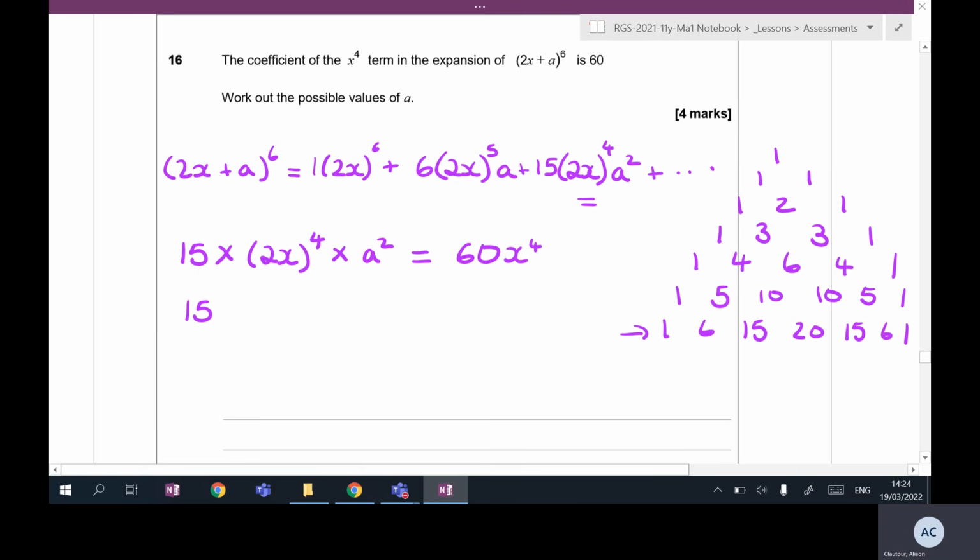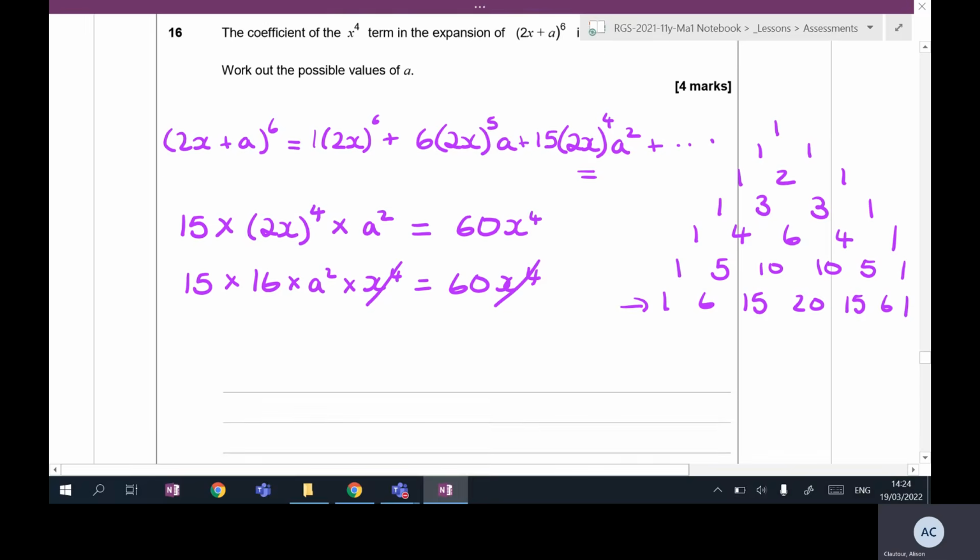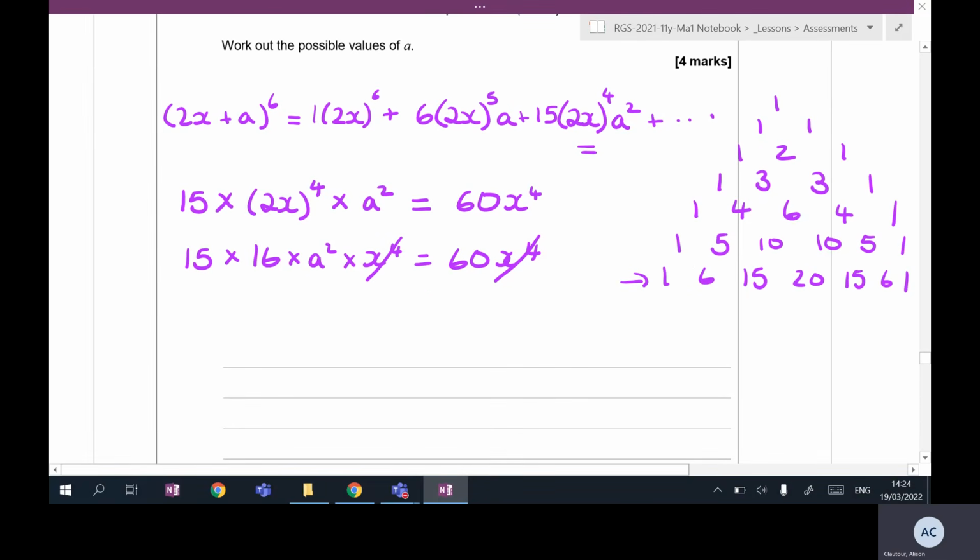Make sure you've got brackets around your 2x, because that means we're doing 2 to the power 4, which is 16. So we don't actually need the x to the power 4. We're just interested in the coefficient in front. So 15 times 16, not very nice numbers, a squared has got to equal 60.